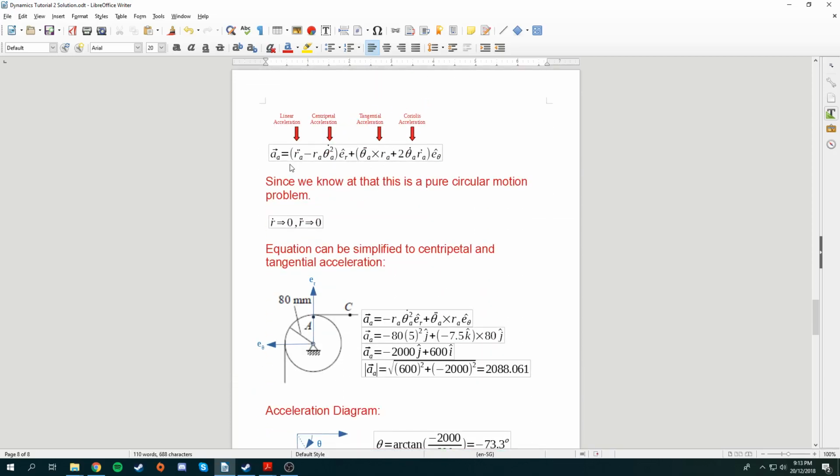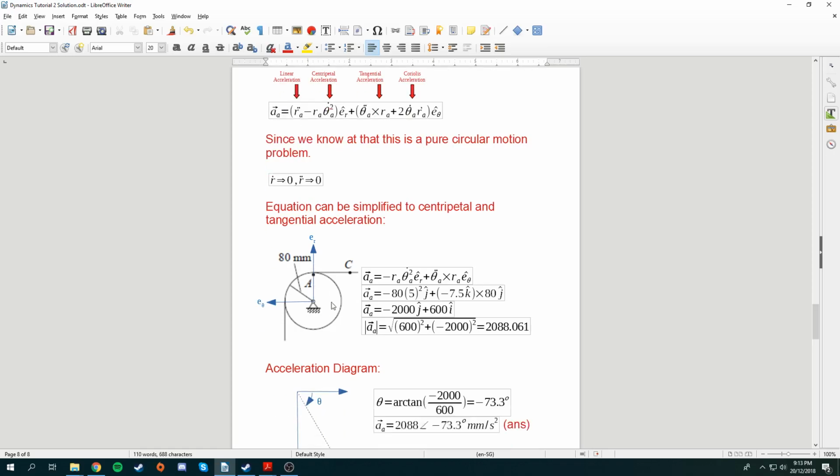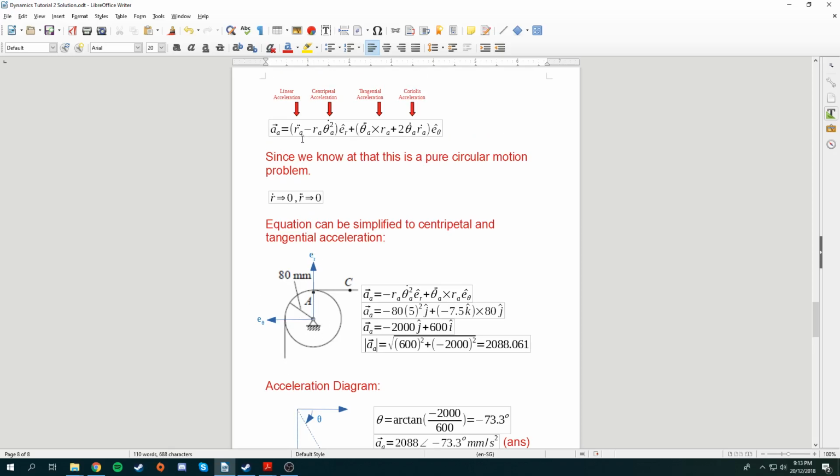Now in linear dynamics, you are taught that curvilinear motion has this general acceleration formula. I'll explain to you what each of these terms means. So r double dot is the linear acceleration. Just take this figure over here: I take this as e_r and this is e_theta. So r double dot is basically the acceleration along this e_r direction. Centripetal acceleration is also within this e_r direction.